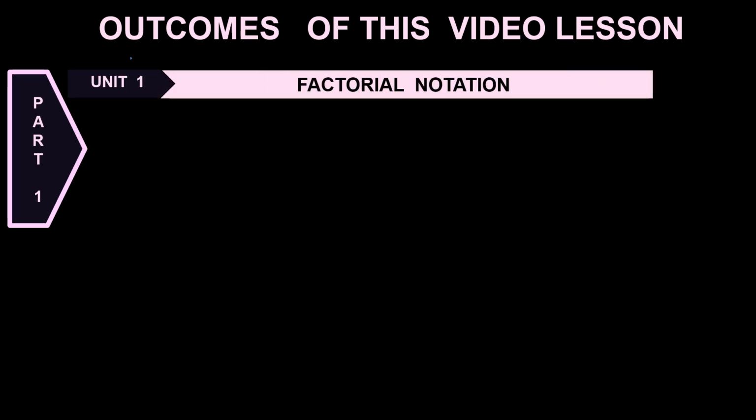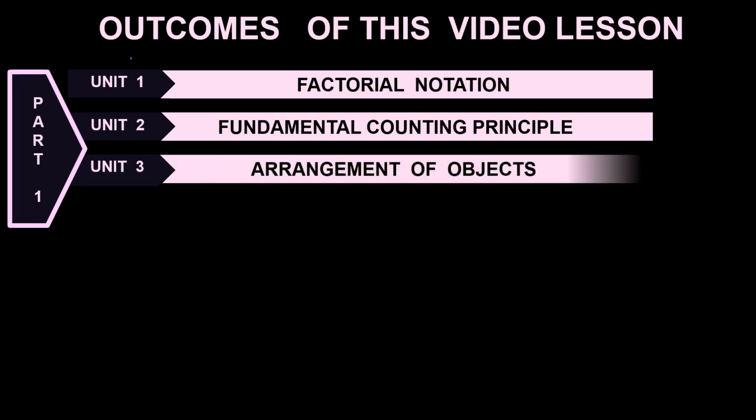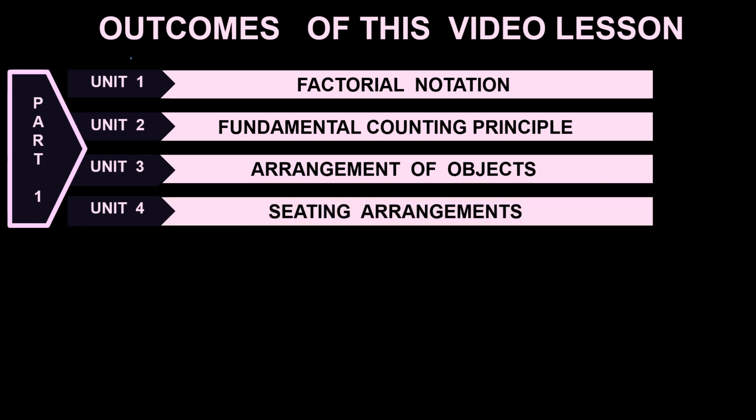Let's look at the outcomes of the videos on probability. There's a Part 1, and in Part 1 we will look at the factorial notation and then the concept of counting principle, fundamental counting principle. Then there'll be two types of applications that we're going to look at. The one is arrangement of objects in general, and then specifically also some seating arrangements. There'll also be at the end an exercise worksheet.